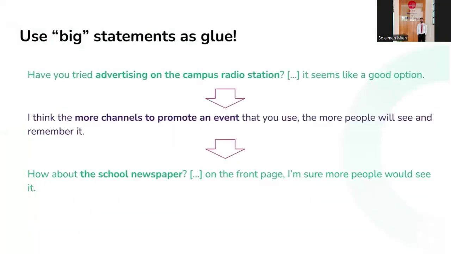To illustrate a bit more simply, let's just look at 3 sentences from that response. We start with the suggestion to advertise on the campus radio station. Then we have the general idea of using more channels to promote the event, which is very general. That statement acts like glue to connect to the next suggestion about the school newspaper. Without these linking ideas, the details would feel like a list instead of a natural response.